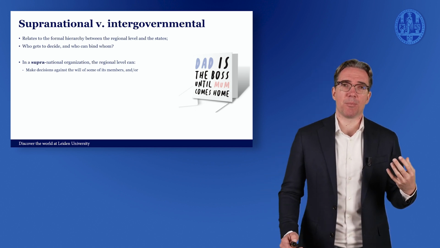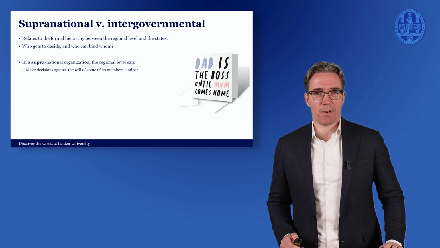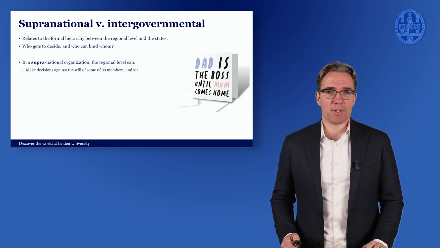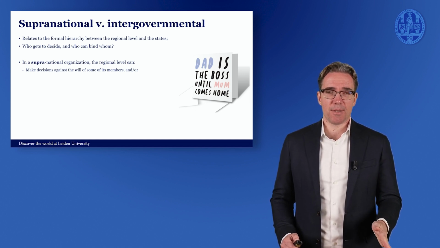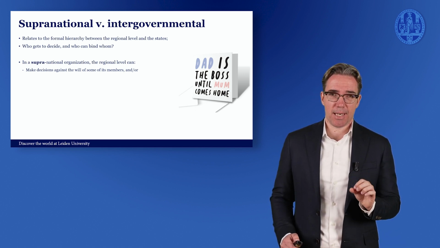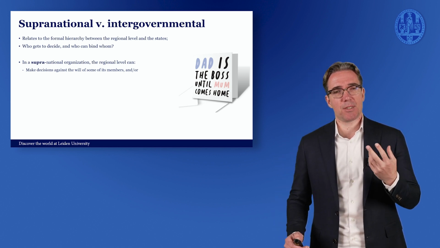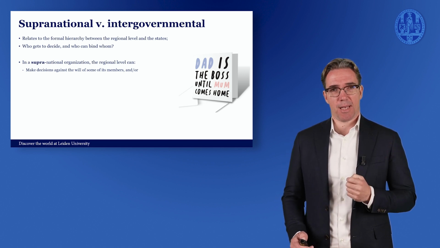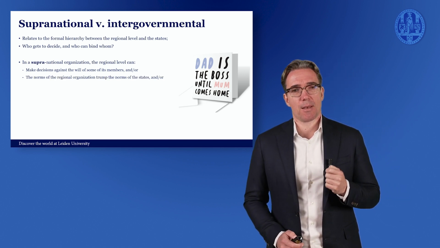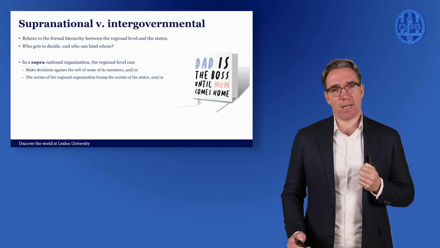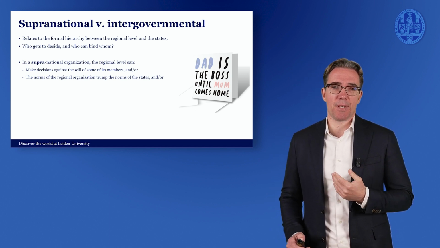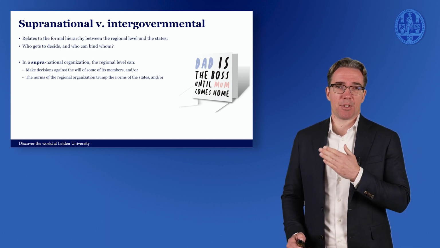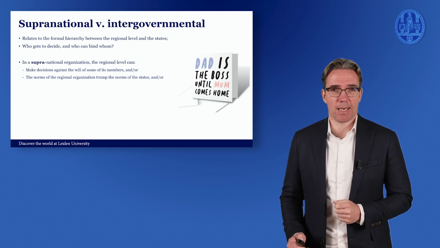In the EU, for example, many decisions are taken by qualified majority in the Council. So all the states vote, and if a qualified majority of states agree, then the rule is adopted and everyone is bound, even states that voted against. Well, this is a clear example of supranationalism, being bound against your will by something that the region decides. Also, an example of supranationalism is that the norms of the region trump the norms of the state. So if the region decides something, member states have to comply. They have a legal obligation to comply.